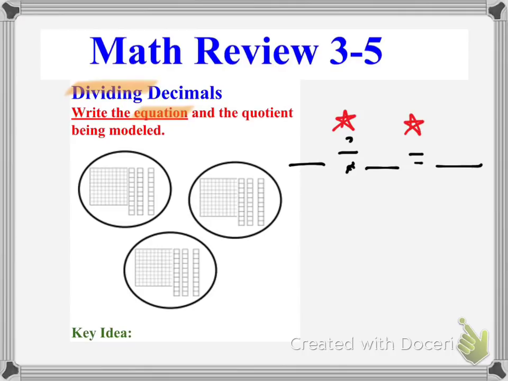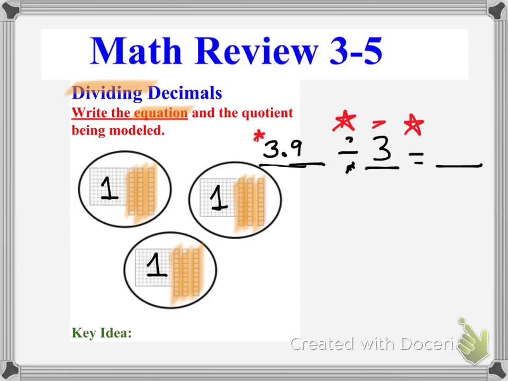like before. If you look at this model, you can see that you have one hole in the first group, one hole in the second group, one hole in the third group. So that's 3 wholes. So my dividend is going to start with a 3. And in each group you have 1/10, 2/10, 3/10, 4, 5, 6, 7, 8, 9. So you have 9/10 total. So the dividend is going to be 3 and 9/10, and that's going to be the first star for the actual numbers.